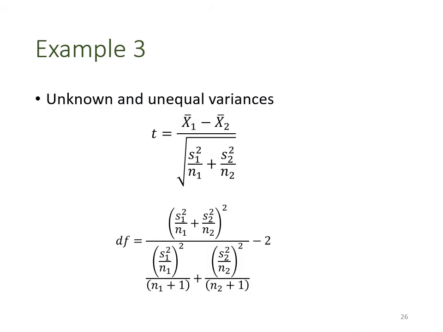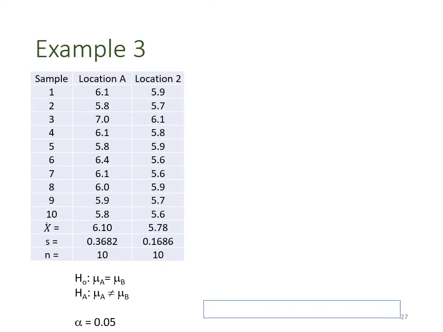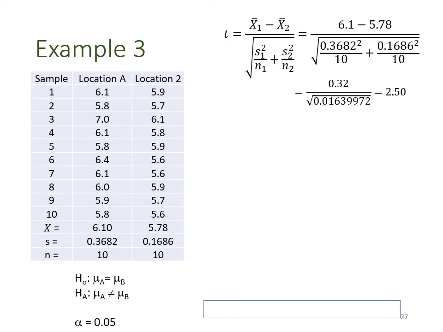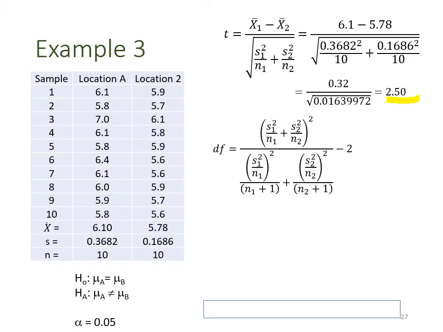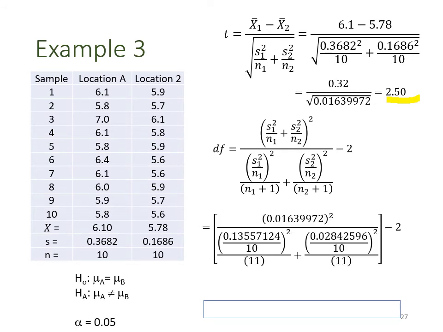I gave you the equations before for unknown and unequal variances. We then substitute our values into that. We have a t value now of 2.5. That's our calculated or experimental t. We then calculate the degrees of freedom. Notice here our degrees of freedom are actually 13.4. You must have an integer value for your degrees of freedom, so you'll round to the nearest whole number. So we have 13 degrees of freedom.